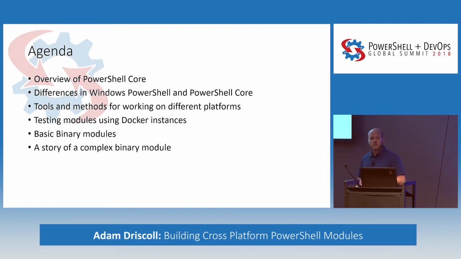This is going to be our agenda. Talk a little bit about PowerShell Core. Talk about some of the differences between Windows PowerShell and PowerShell Core. Talk about some tools and methods I've been using to work on different platforms and identify when I'm running on different platforms. Testing modules using Docker instances, probably the easiest way to test your cross-platform modules. Then we're going to talk about some basic binary modules and how you set up a binary module to run anywhere. And then I'm going to tell you a story of a complex binary module and some of the things I've run into trying to build a cross-platform module.